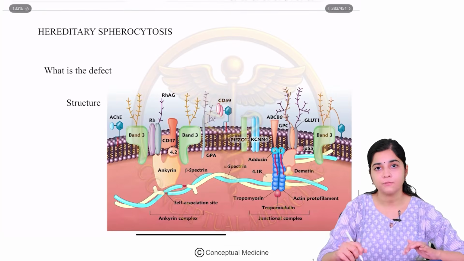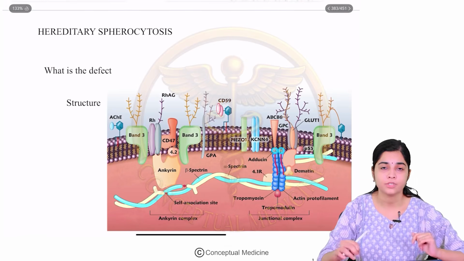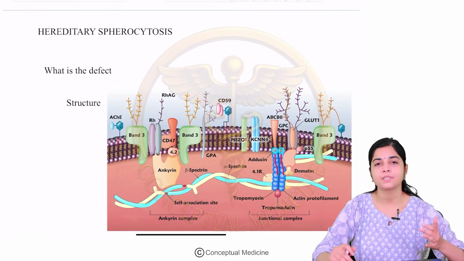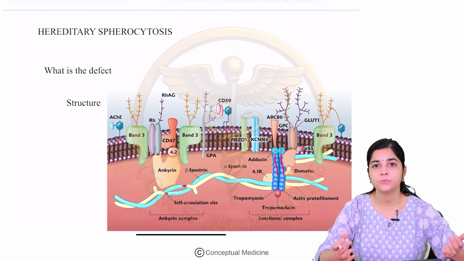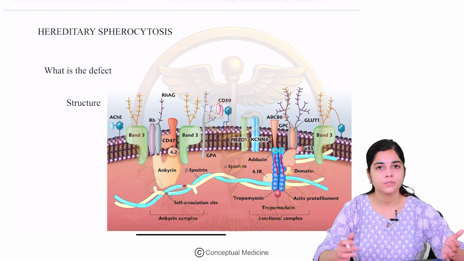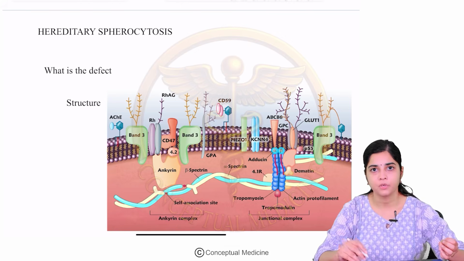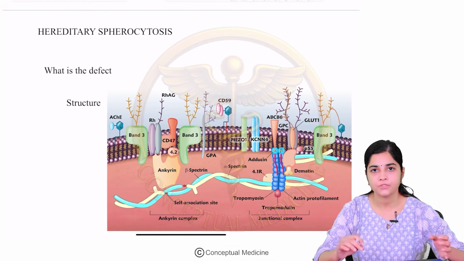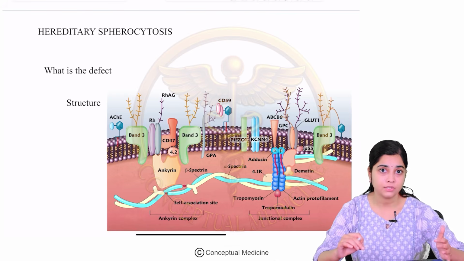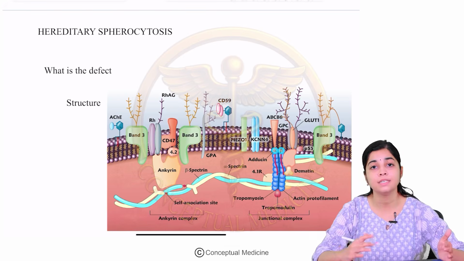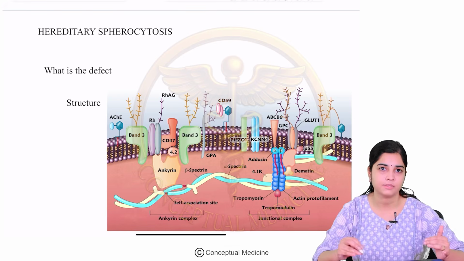So let us start off with the membrane cytoskeleton defect, which is hereditary spherocytosis, right? So as the name suggests, hereditary spherocytosis, what will you expect in the peripheral smear? You will expect the presence of spherocytes in the peripheral smear. So this is an inherited cause of hemolytic anemia, which is due to a membrane cytoskeleton defect. And since this is an inherited cause, what you have to remember is that the most common type of hemolysis here is an extravascular hemolysis.